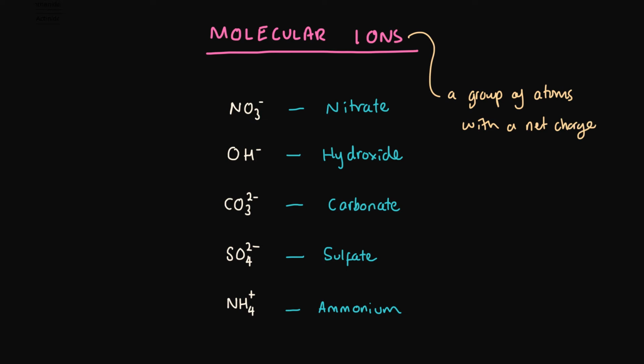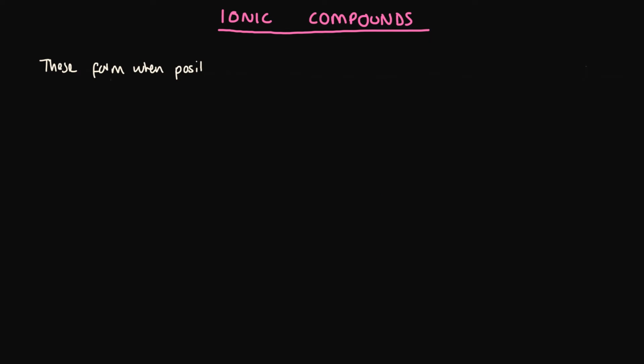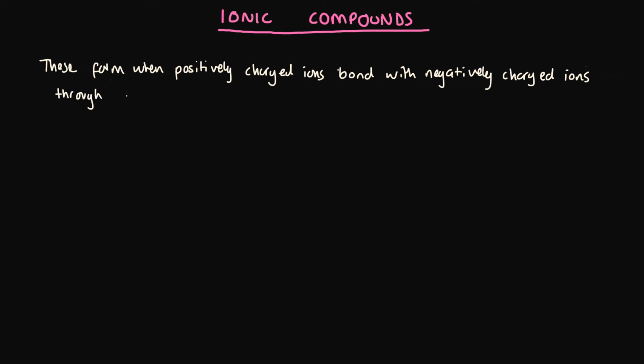And this leads us on to ionic compounds, which form when positively charged ions bond with negatively charged ions through ionic bonding. For example, Na+ bonds with Cl- to form NaCl, or aluminium reacting with oxygen. To work out the formula of the compound, we can use the drop and swap method.